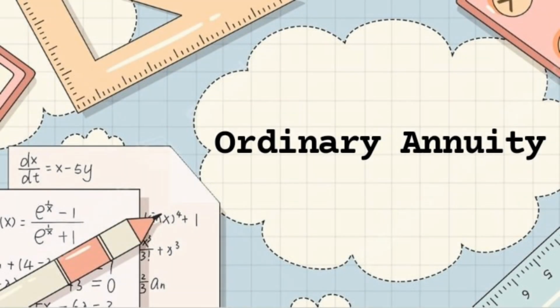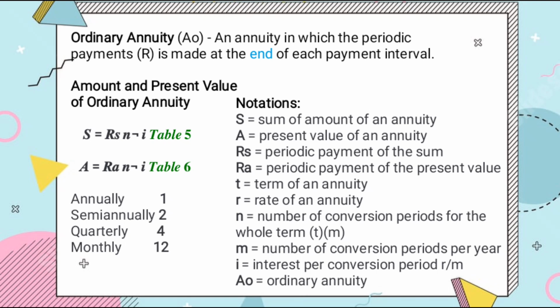Ordinary annuity. An annuity in which the periodic payments is made at the end of each payment interval. So take note, the payment is made at the end of each payment interval. So that is ordinary annuity. Amount and present value of ordinary annuity. So let's just focus on how to get amount and present value.